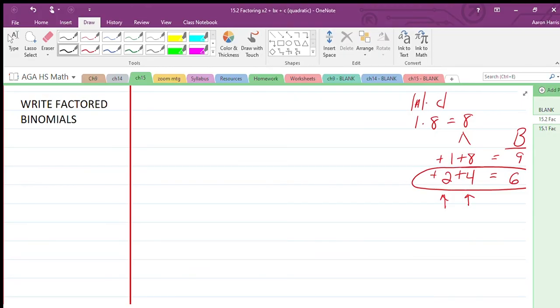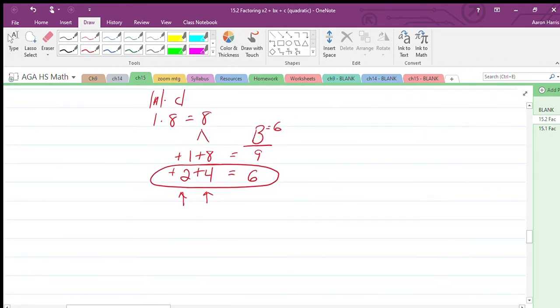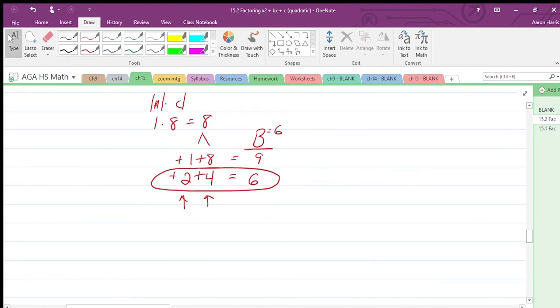Okay, so write factored binomials. So now that we are done finding out what factors are going to work, we have to be able to write the actual factored binomial. So let's just go to the problem that we said first, right? We said that C is equal to 8, a positive 8. B was equal to 6. And we already know that A is equal to 1, okay? This only works when A is equal to 1.